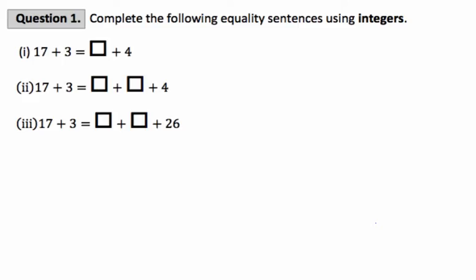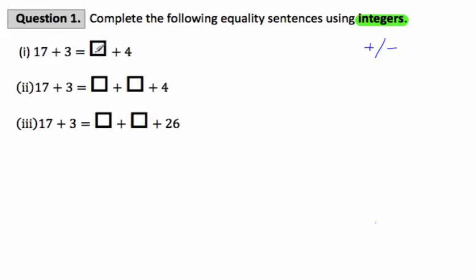We're going to have a look at question number 1 here. It says complete the following equality sentences using integers. First thing we need to know is what does the word integer mean? Well, an integer is a whole number and it can be positive or negative. That's very important.